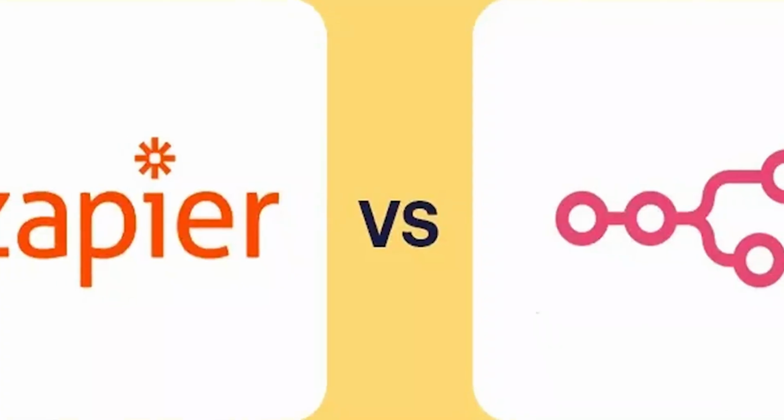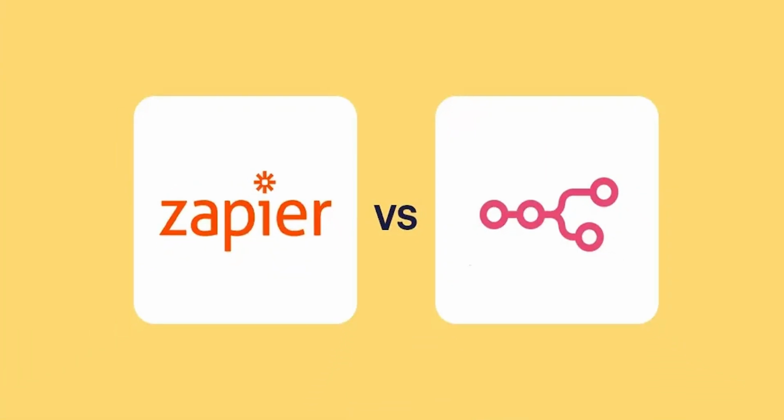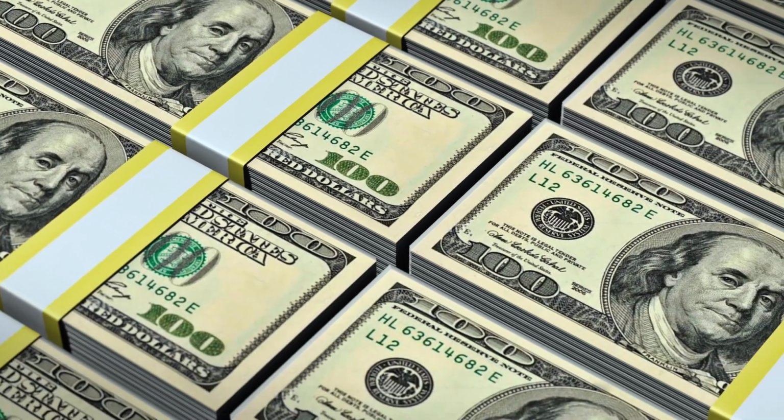You're probably Googling Zapier versus n8n right now, reading endless feature comparisons that all say the same thing. I've spent months and hundreds of dollars testing both. And here's what shocked me. Choosing wrong could cost you thousands, but not for the reason you think.